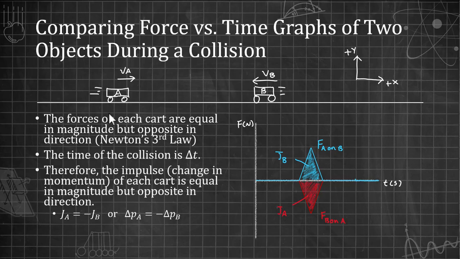And so once again, just to reiterate what we went over in this video, the areas of these force time graphs are impulses. When we have a collision between two objects, we do have Newton's third law, which tells us that the impulses are going to be equal and opposite, meaning the momentum of each object is going to change by the same magnitude, but in opposite directions.